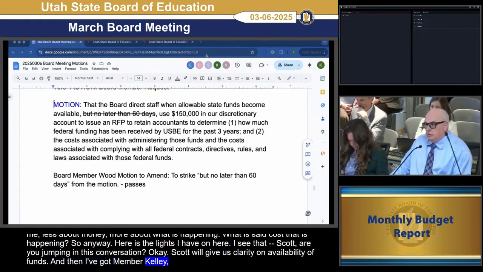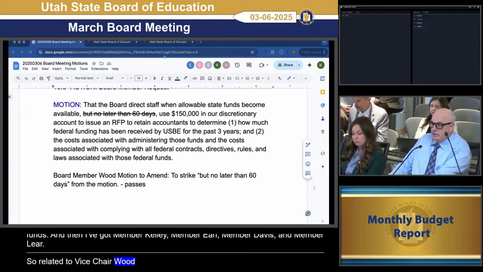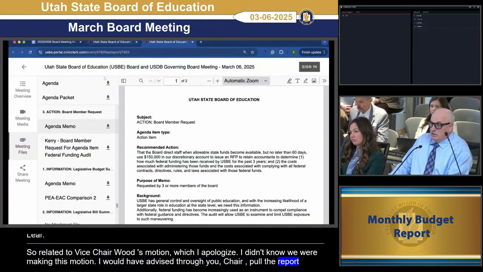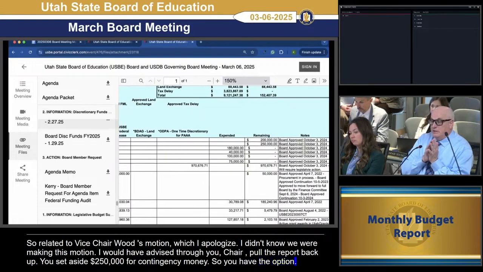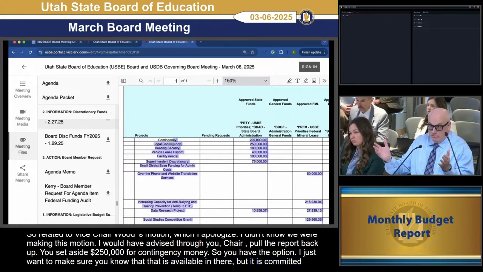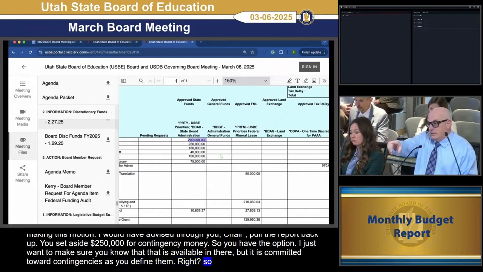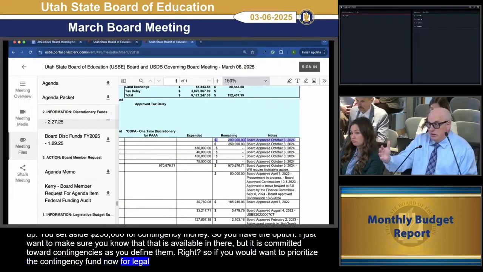So related to Vice Chair Wood's motion, which I apologize, I didn't know that we were making this motion. I would have advised, so I'll advise now through you, Chair. If we could pull the report back up. Remember, you set aside $250,000 for contingency money. So you have the option of... I just want to make sure you know that's available in there, but it's committed towards contingencies as you define them, right? So if you would want to prioritize the contingency fund now for legal requirements, now that we know what we know in the motion that was made, you can do that. I just want to make sure you know that it's available here.